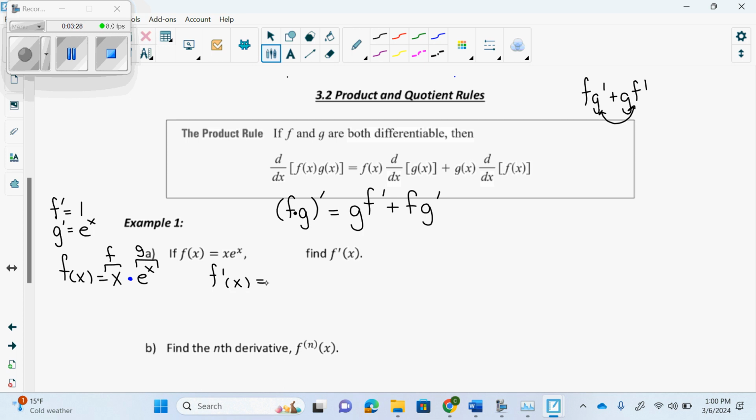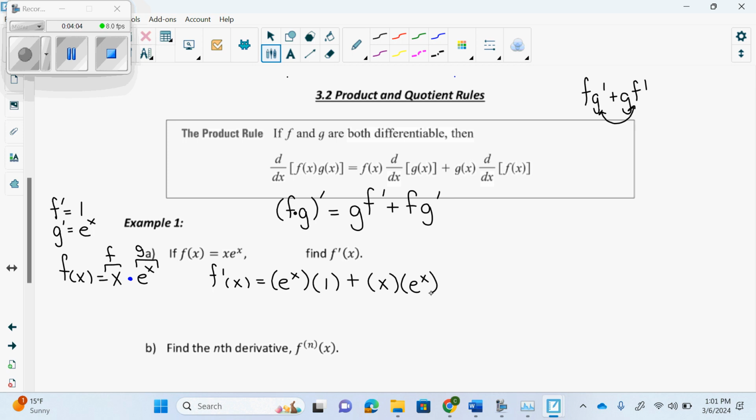So f prime of x is this formula when I have multiplication. I'm going to put g first. What is g? e to the x. f prime, 1. Plus f, x. And then g prime, e to the x. Now I could leave it there, but that won't be the answer. Keep in mind, whenever you have any numerical base to variable exponent, your first step is to rewrite it, correct? So it will exist in both the prime and the not prime.